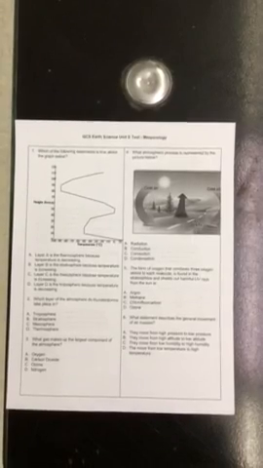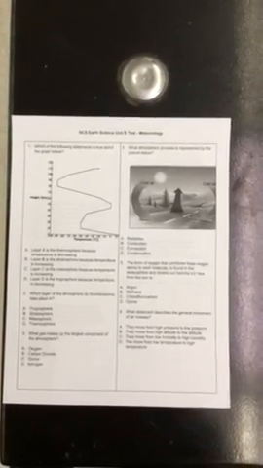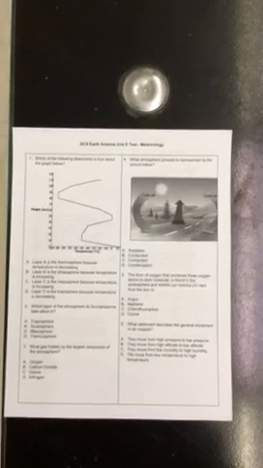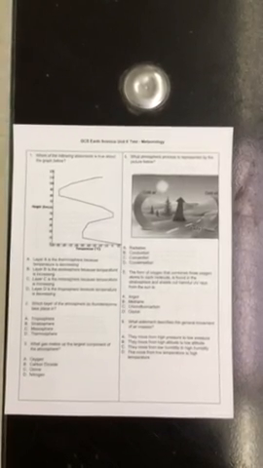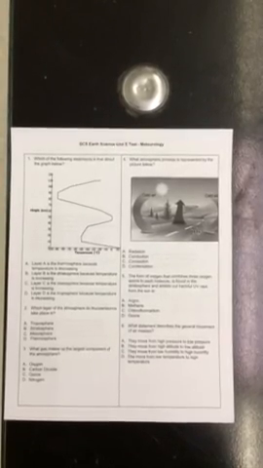Number 5. The form of oxygen that combines 3 oxygen atoms to each molecule, is found in the stratosphere, and shields out harmful UV rays from the sun is A. Argon, B. Methane, C. Chlorofluorocarbon, or D. Ozone.